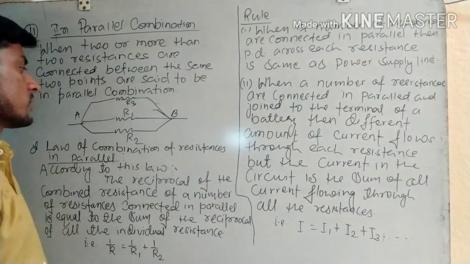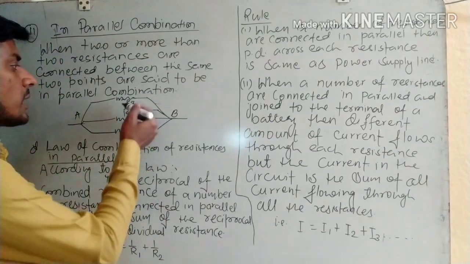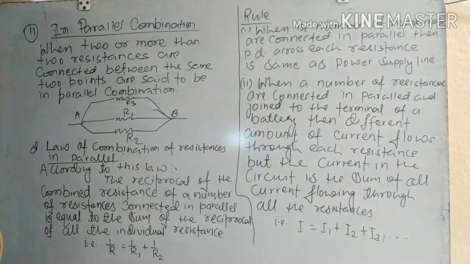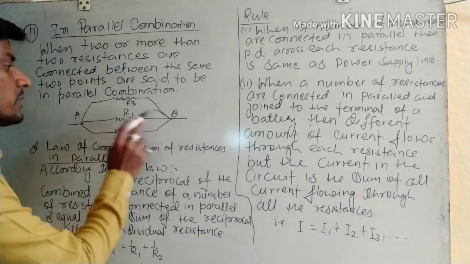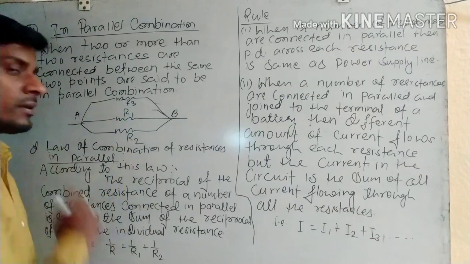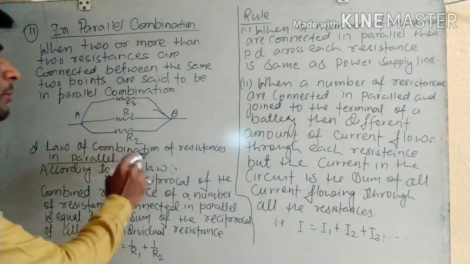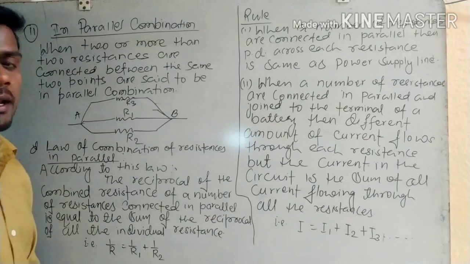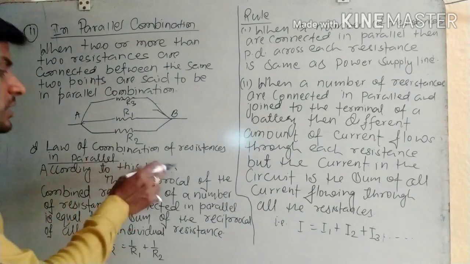Here, for example, when R1, R2 and R3 conductors are connected in parallel between the same points A and B, the resistances are connected like this. Now we will see the law of combination of resistances in parallel. What is the law of combination of resistance in parallel?